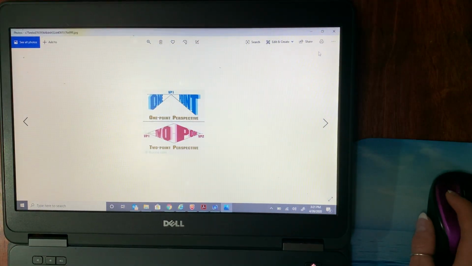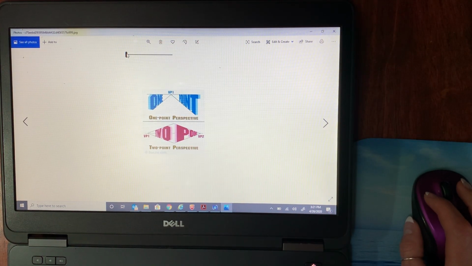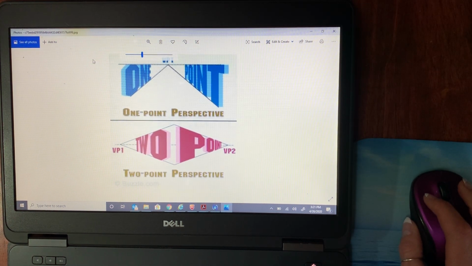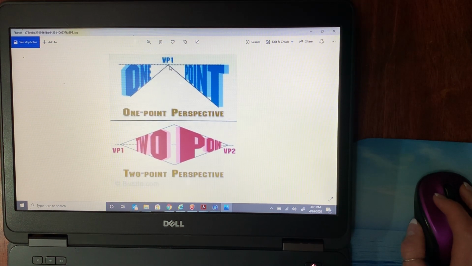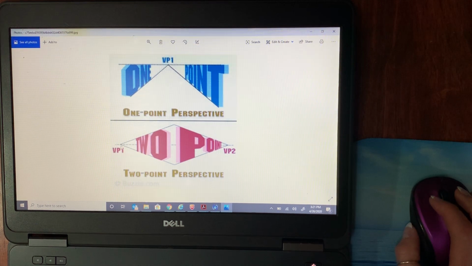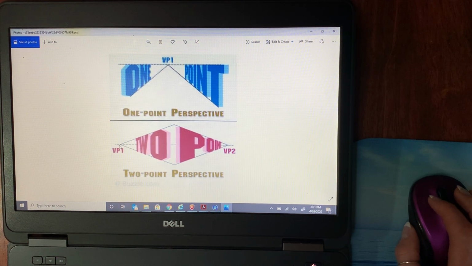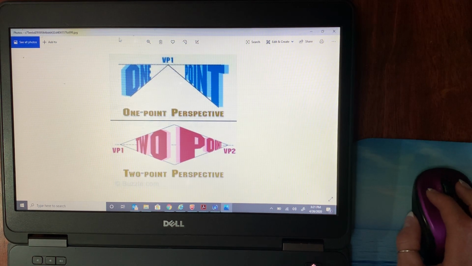The difference between 1-point perspective and 2-point perspective is probably what you would guess. 1-point perspective has one vanishing point or one focal point. 2-point perspective has two vanishing points or two focal points to create your design.